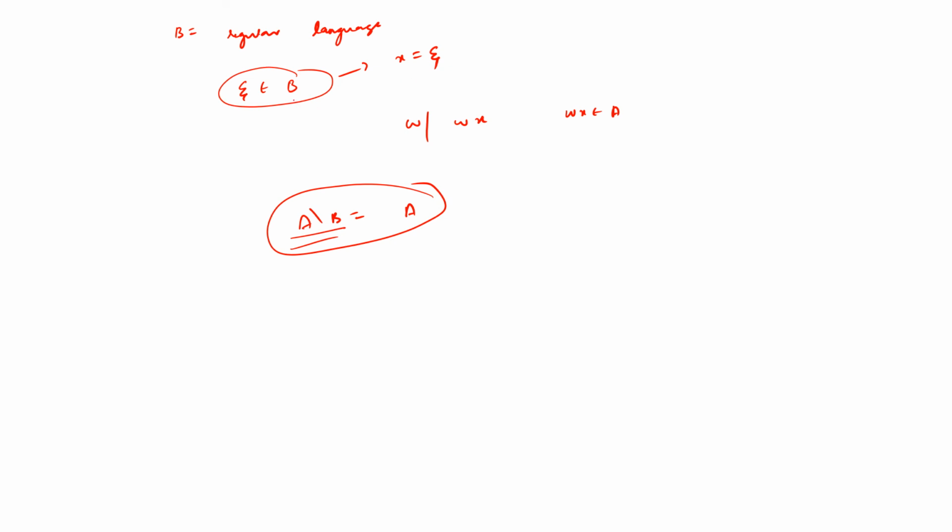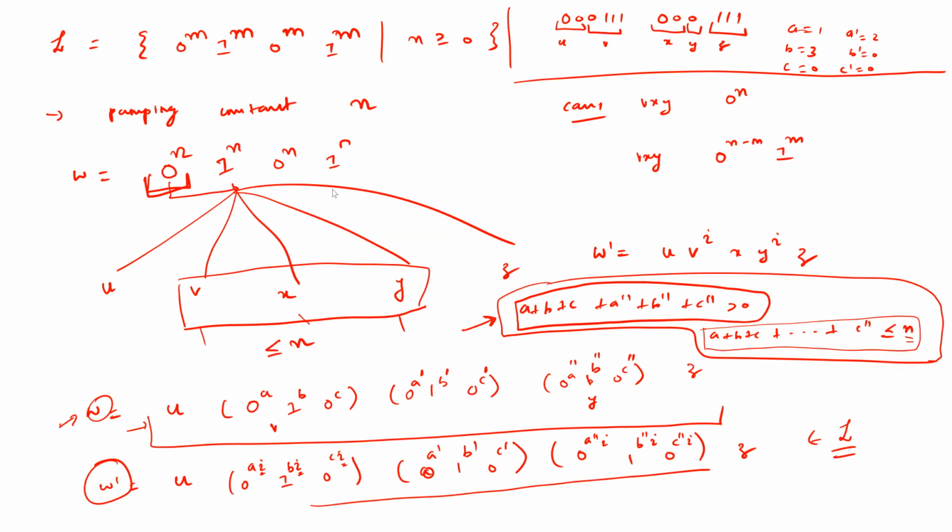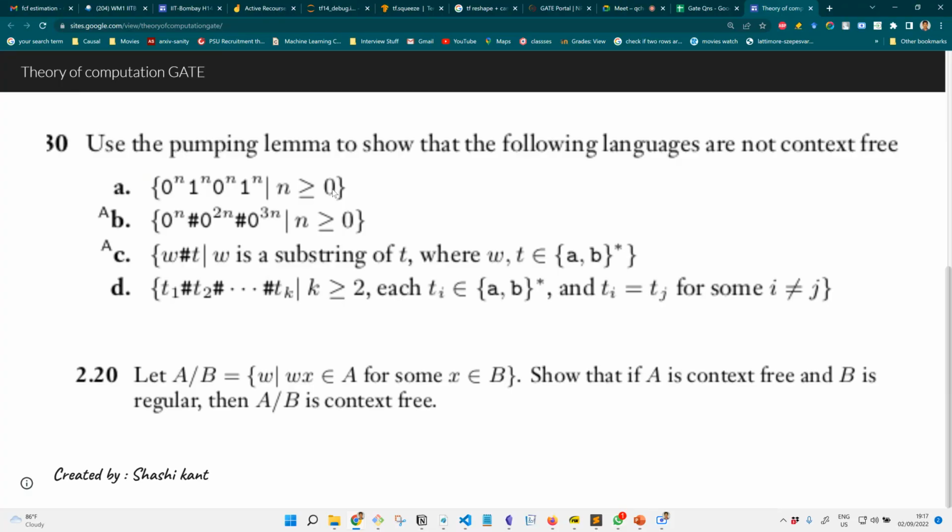If epsilon is not part of B, then you will search for a suffix such that W is part of L. Let me think about this. I have to think about this question. I don't know the solution, but I think this is a nice question.